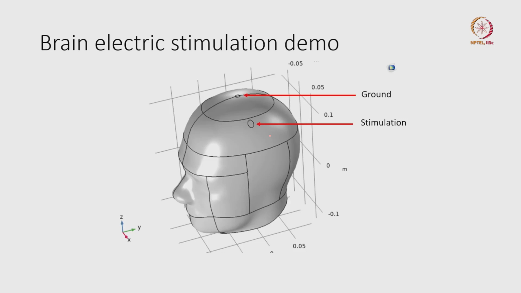So that ends the first session of the numerical analysis for neuroscience for engineers. In the next session, we are going to talk about how you can perform electrical stimulation within the brain.